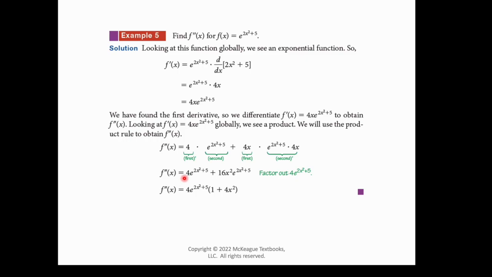So the second derivative is going to be 4e to the 2x squared plus 5 plus 16x squared times e to the 2x squared plus 5. Now this 16x squared comes from this 4x times this 4x when we multiply through and try to clean it up.